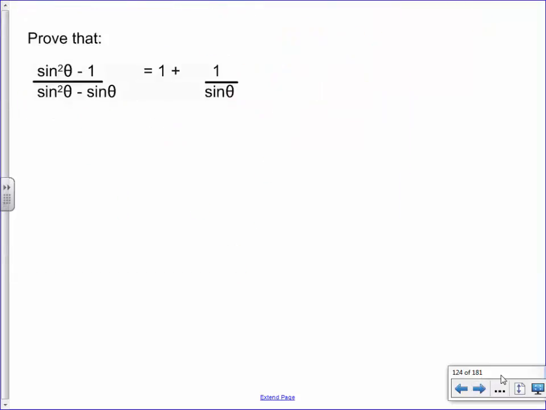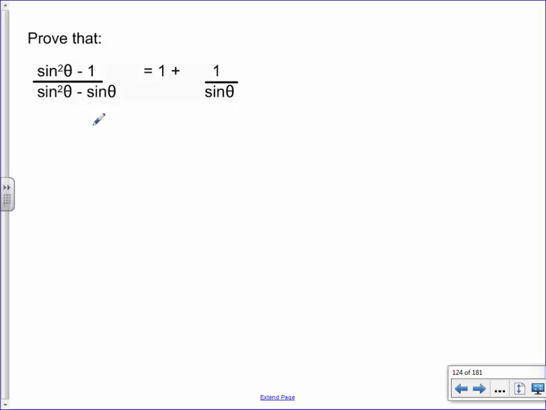Let me try another example. Let's try to prove that these are equivalent to each other. One of the ways we can double check is I can just plug in a number for theta. I can plug in the number 5, and both sides should equal each other. That's not our issue. Our issue is trying to prove that they're equal to each other. So we have to use whatever algebra skills and tricks you can think of to make your left-hand and right-hand sides equal each other.